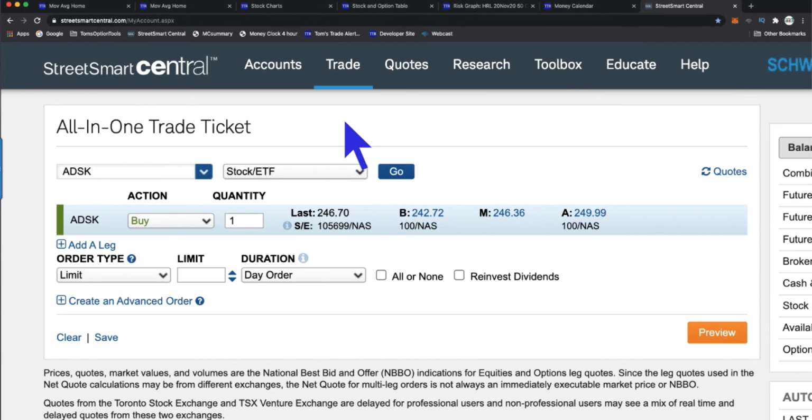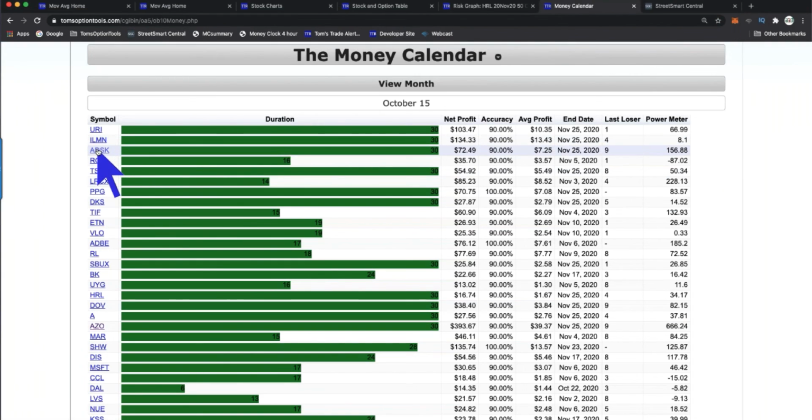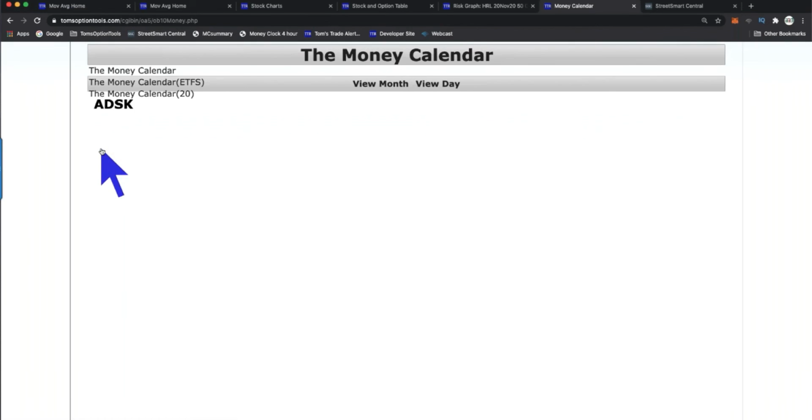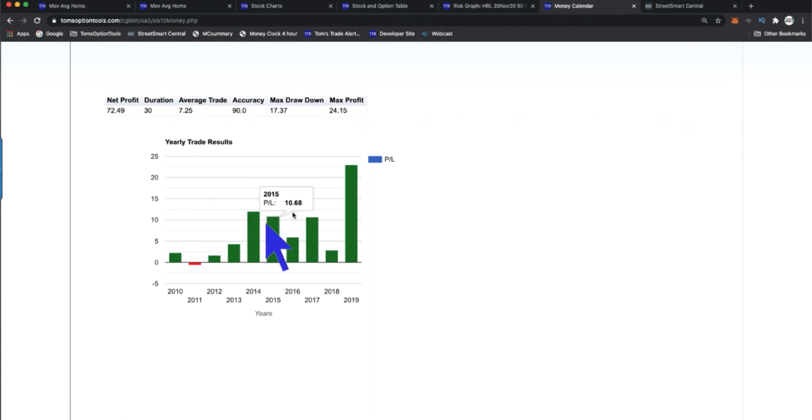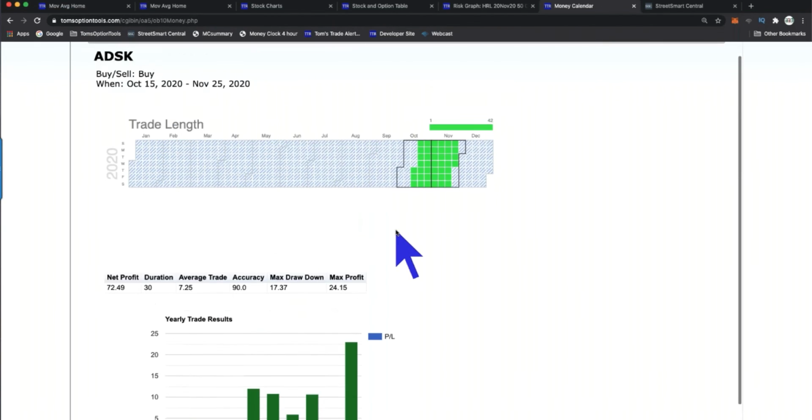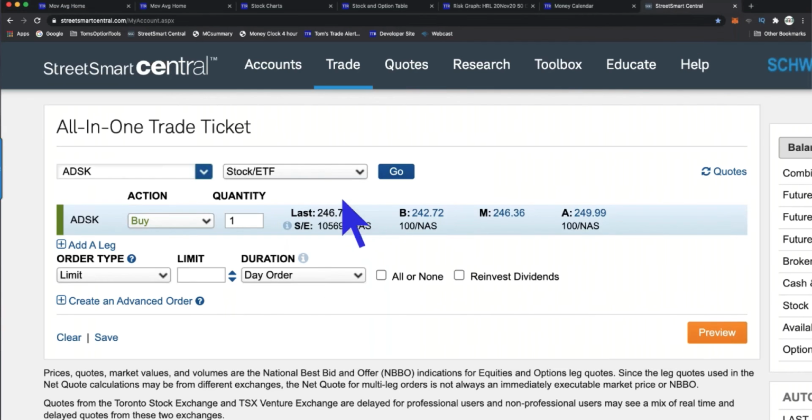Let's back up a sec. So Autodesk goes all the way out to November 25th. 90%er, net profit $72. So we're talking about roughly $7.25 average, but I'll bet it looks better when you get towards the year. It sure does. Look at that. This thing's doing much better. I'd say we have at least a $10 move on this one. So let's go look and see first what the call options might cost us.